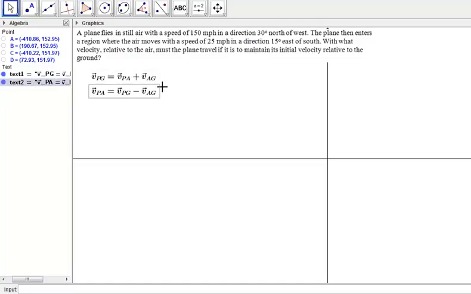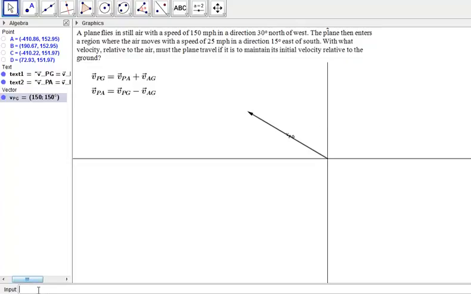So we just do some very basic math here, and we see that we can get the velocity of the plane relative to the air by subtracting these two velocities. So let's get our expressions. The velocity of the plane relative to the ground has a magnitude of 150 miles per hour and 30 degrees north of west. So 30 degrees north of west is 150 degrees counterclockwise from east. There we have it. So this is west, and this is 30 degrees north of west. This is north, right? So you're going north. So that's 150 from here.